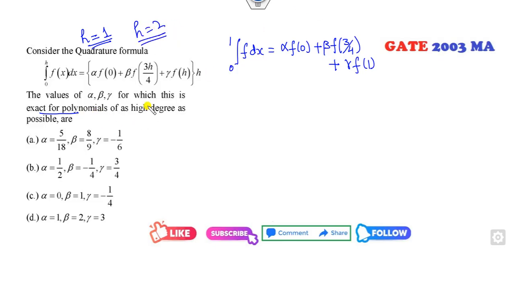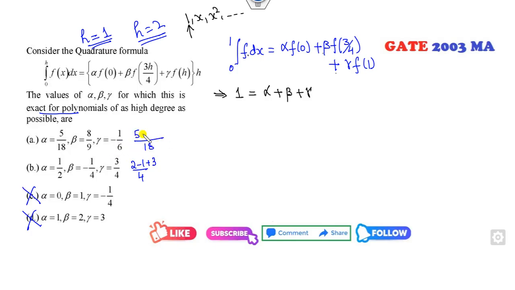Now, what is the degree? Bases are not given. So it's 1, x, x square and so on. Firstly, I can take 1. The integration on the left hand side is 1. This is alpha. This is beta. This is gamma. You can see which one sums to 1. You can see the last option is cancelled. This is not possible. The sum is not 1. Is the sum 1? If I take 4 as the LCM, 2 minus 1 plus 3. Yes, it's satisfied. 18 is the LCM. 5 plus 16 minus 3. So yes, it's fine. Then I can take the second one, x.